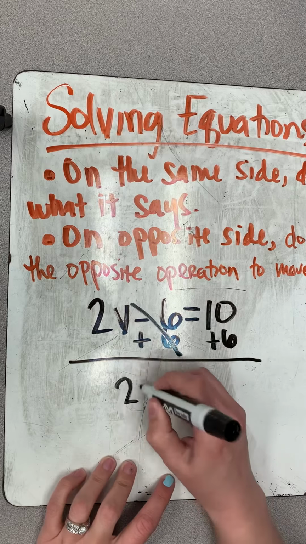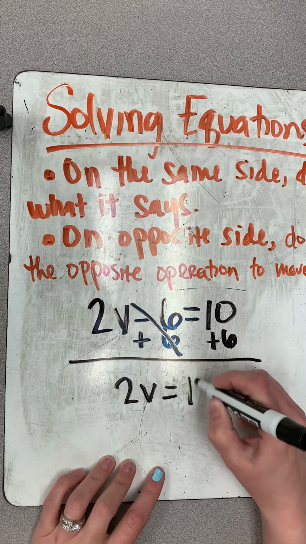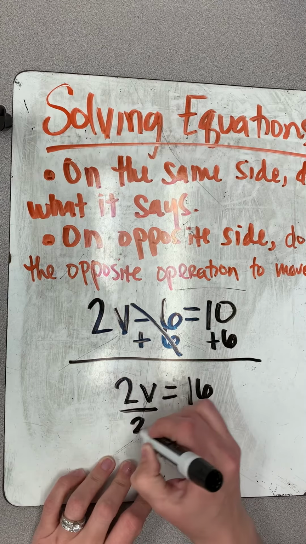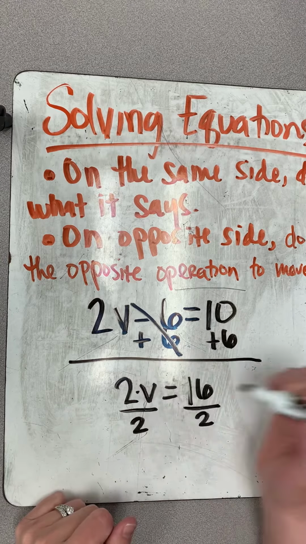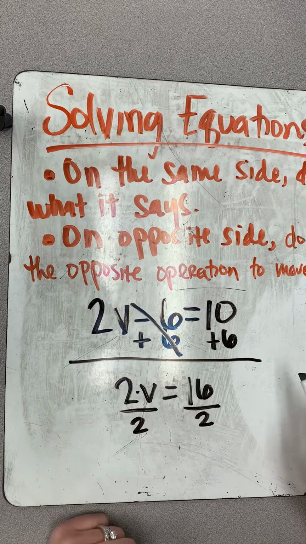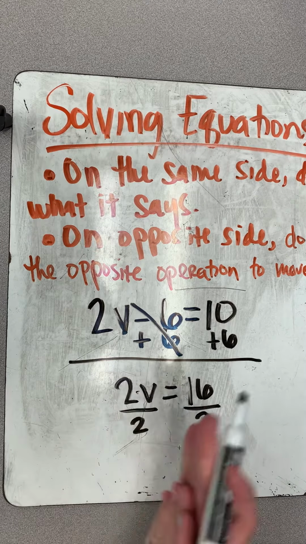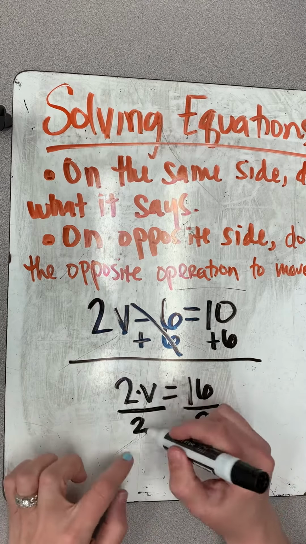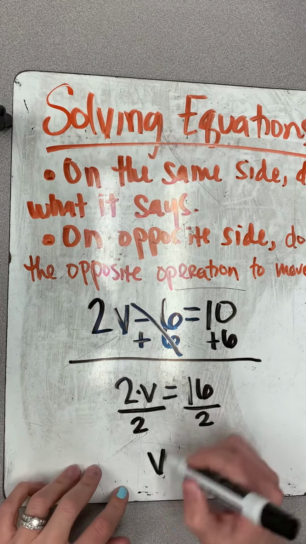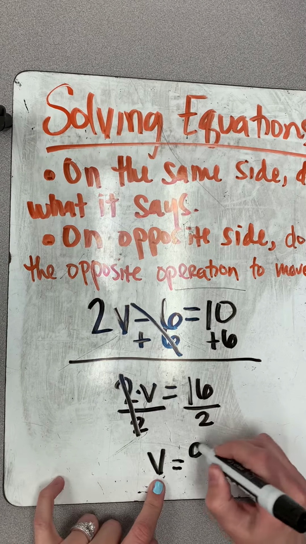So then you have 2v is equal to 10 plus 6, which is 16, and then we divide it by 2. Now, the reason why we're dividing is because we are getting rid of that operation. We have to undo multiplication because when two things are next to each other, they are multiplying. So to undo multiplication, we divide. Divide by 2, divide by 2. We have 1v, which is right here, is equal to 8.